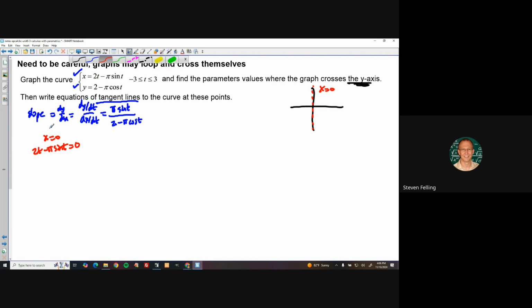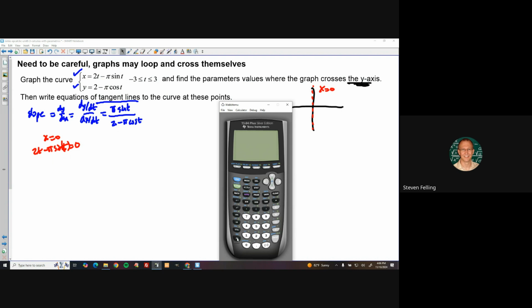Let's see, where will that happen? I don't see an obvious way to solve this. There's no way to factor a t out of here because this t is inside of a sine function. If I could factor, I might be able to find the t values where that happens. I'm going to be forced to use technology to analyze this further. So I'm going to put this calculator into regular functional mode and just graph this equation for x.